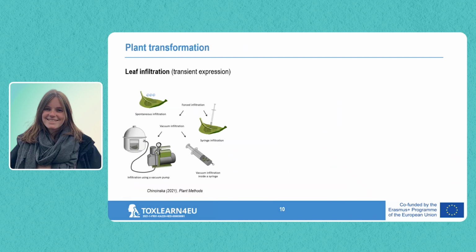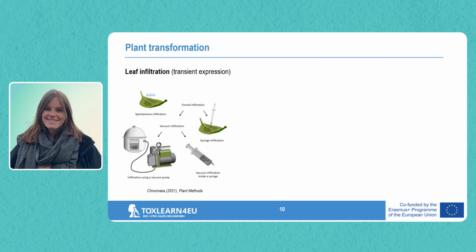Now, after you generated these bacteria with the plasmid containing the part of DNA that you're interested in, how do you get it into the plant? There are two main ways to do this. One is via leaf infiltration. You can either spontaneously infiltrate the leaf, so you just put drops of the bacteria on the leaf surface, but this is super slow, so I don't think many people use this. What you can do instead is use forced infiltration. Either you can use this syringe here, so you push the bacteria into the veins of the leaf, or you could also use vacuum infiltration. You put the leaf in a vacuum chamber and then the bacteria will be sucked into the leaf.